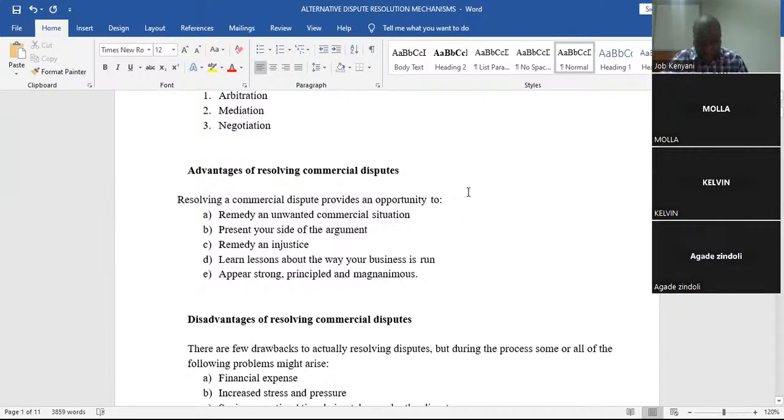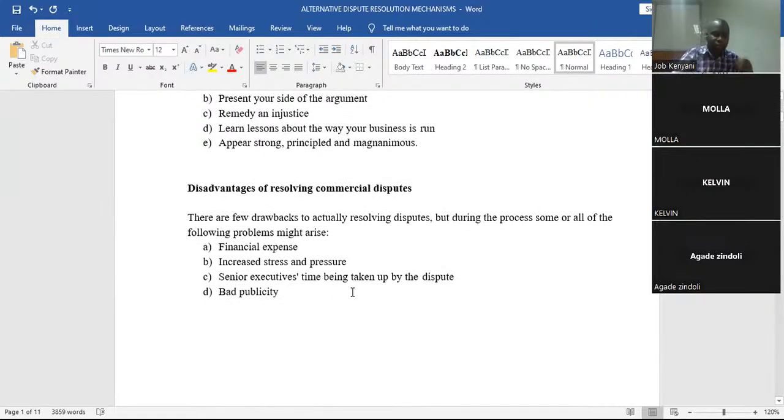Then disadvantages. Sometimes it is financially expensive to go for these options of resolving commercial disputes. Then it can lead to a lot of increase in stress and pressure. The senior executive's time is normally taken by being involved in resolving the dispute. So they'll have to appear, for example, before the tribunals, maybe for very long hours. Then it sometimes creates bad publicity.